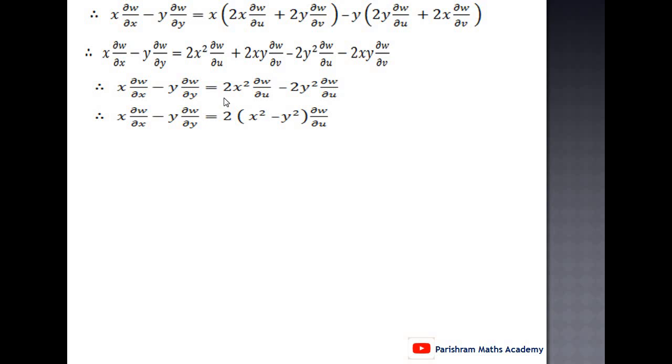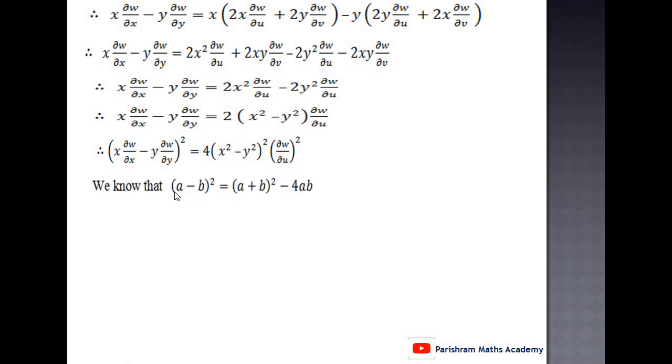From both terms we can take 2 as common, ∂w/∂u as common, in bracket remains x square minus y square, and therefore (x ∂w/∂x minus y ∂w/∂y) whole square equal to, by squaring, square of 2 is 4 into (x square minus y square) whole square into (∂w/∂u) whole square. Now we know that (a minus b) whole square equal to (a plus b) whole square minus 4ab, and therefore you can substitute the value of (x square minus y square) whole square using this formula.